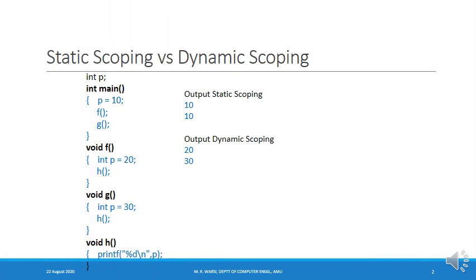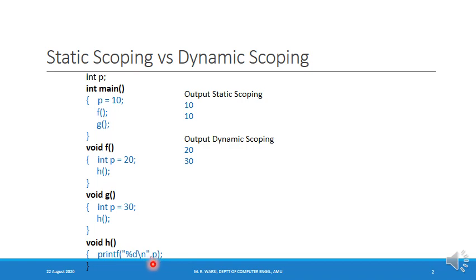Let's take another example of static scoping and dynamic scoping. In this program segment, there are three definitions of the variable p. One definition of variable p is over here, it's a global definition. The second definition of variable p is there in the function f. And the third definition of the variable p is there in the function g. In the function h, we are printing the value of p.